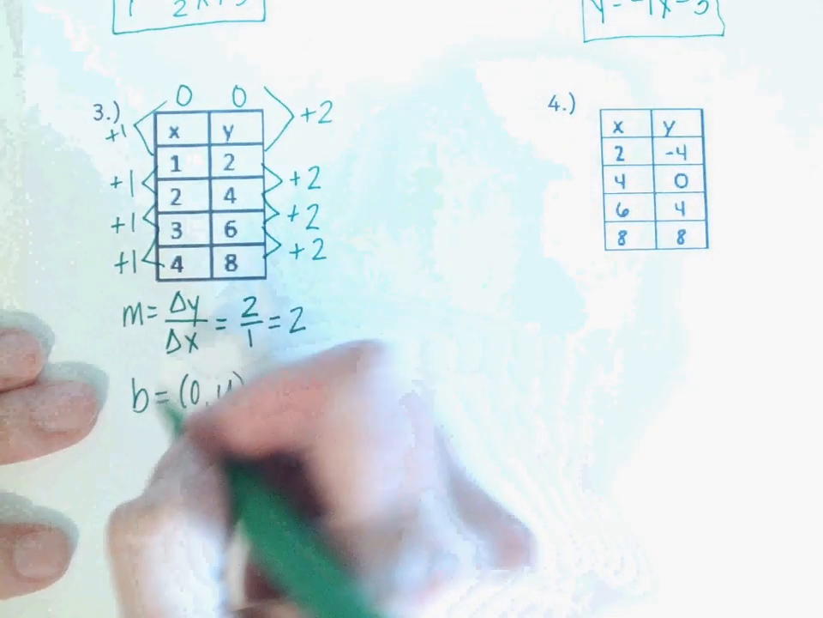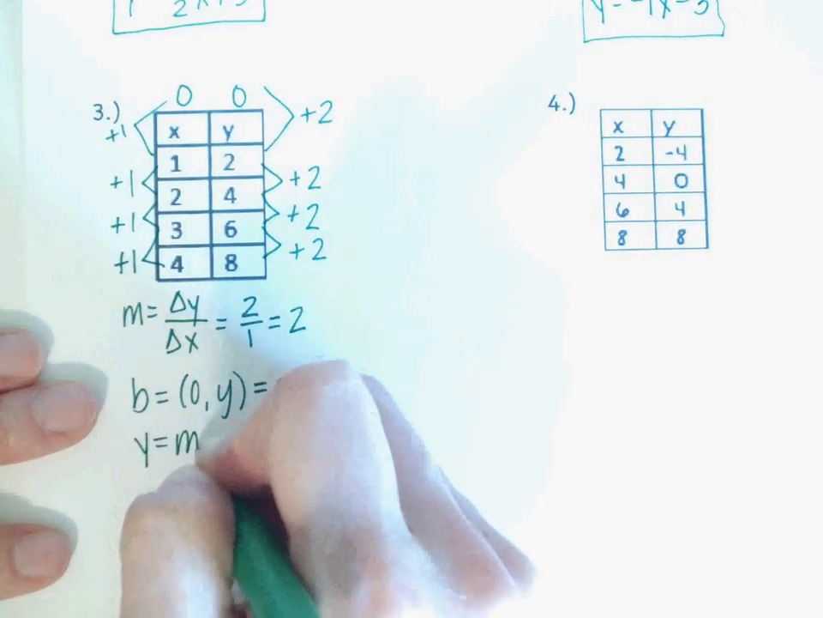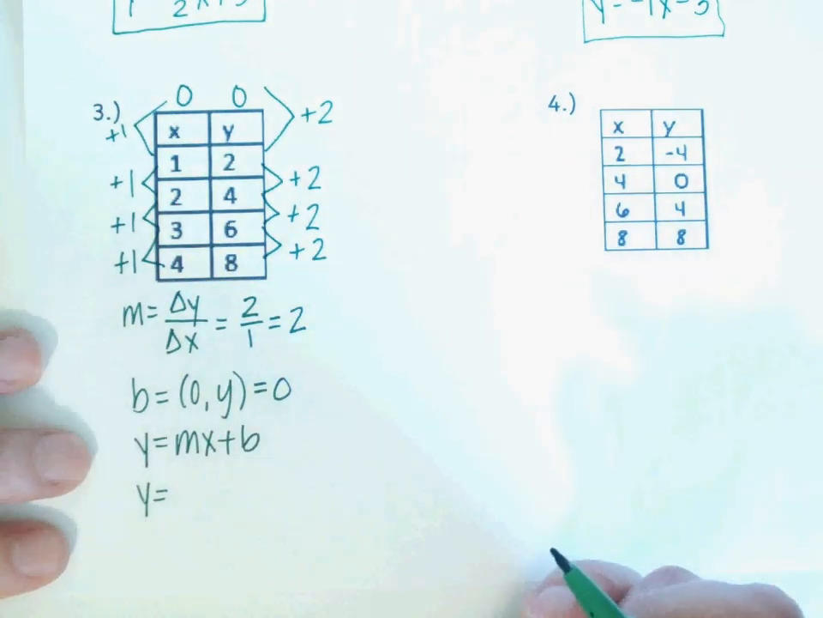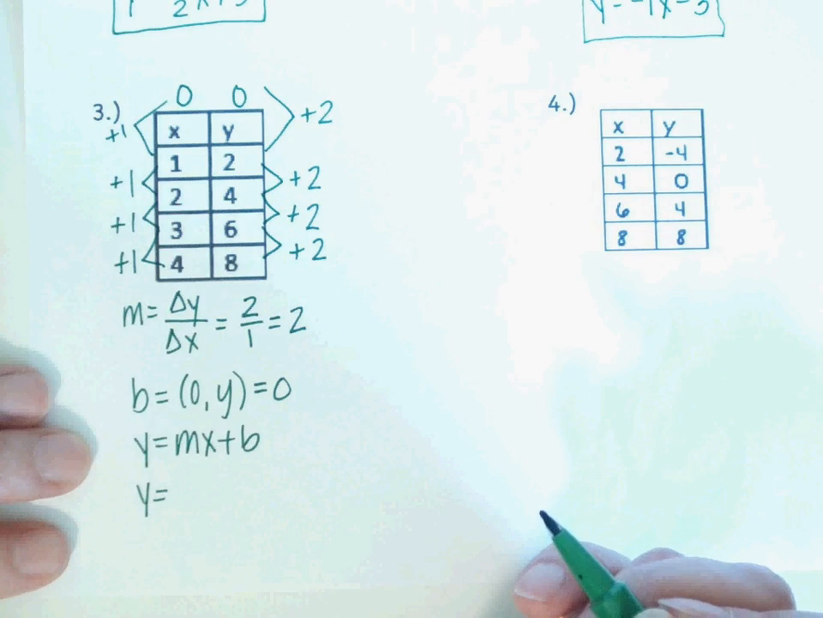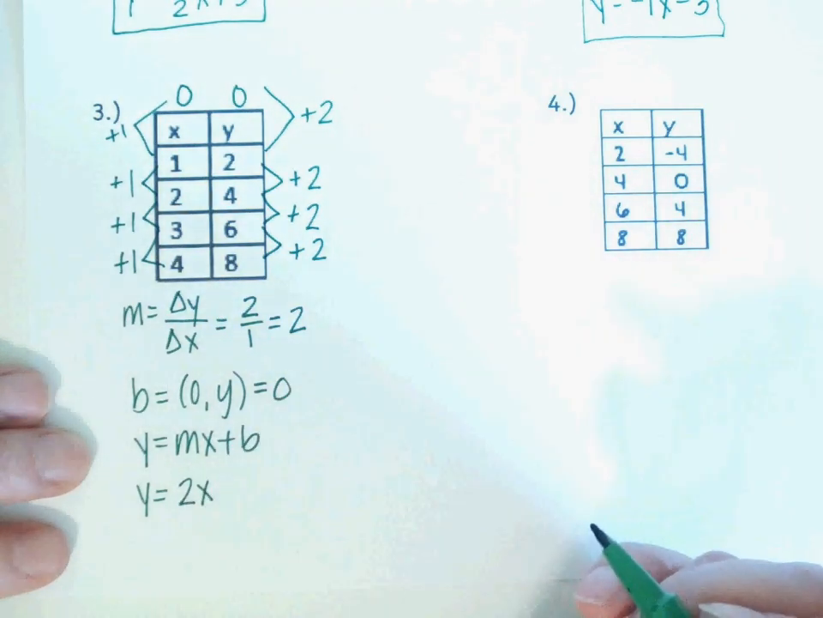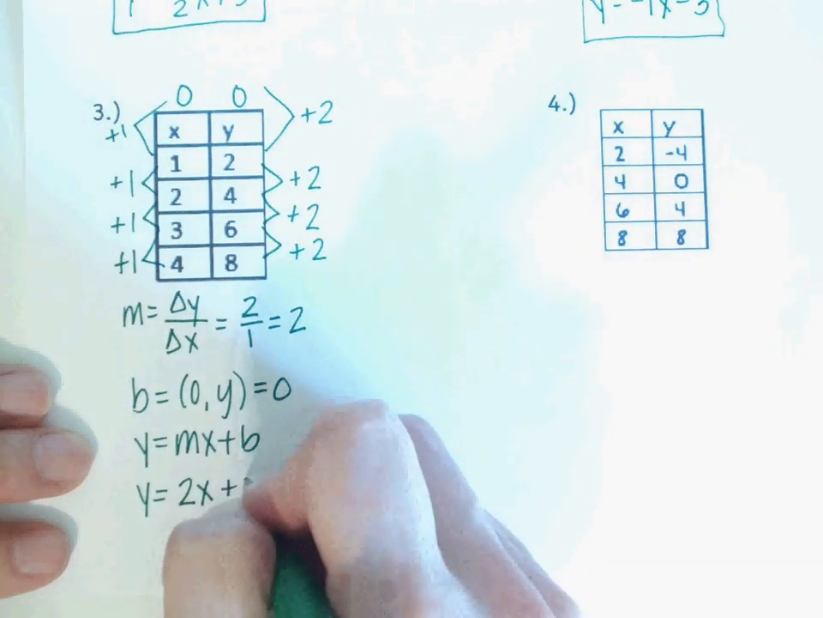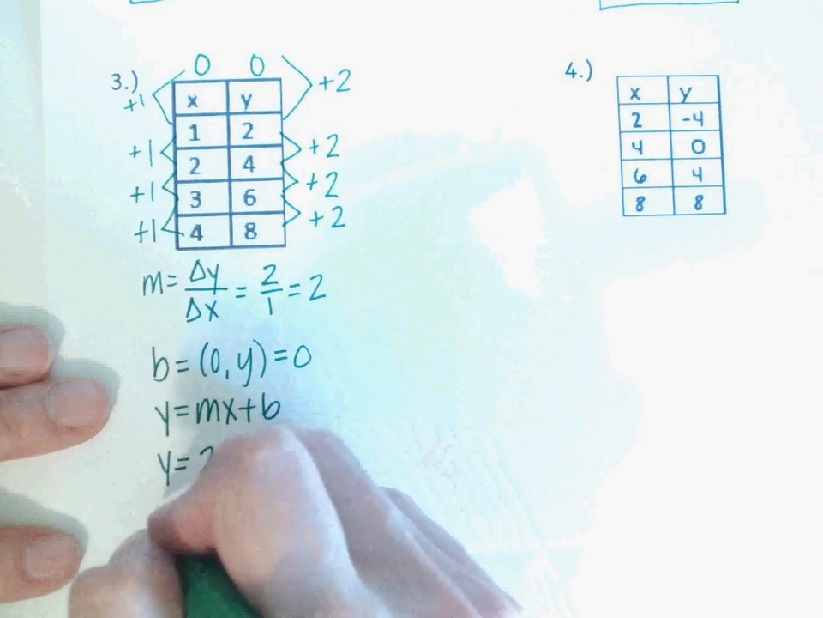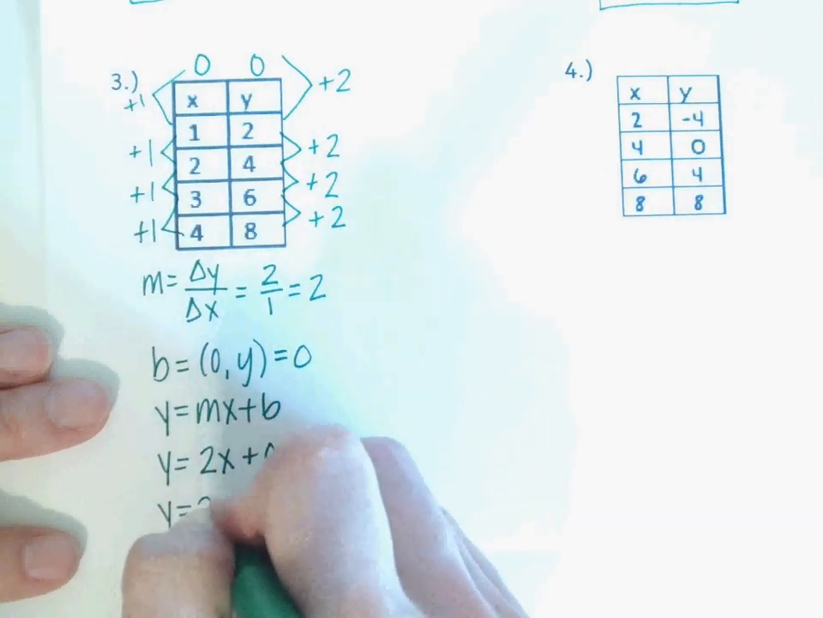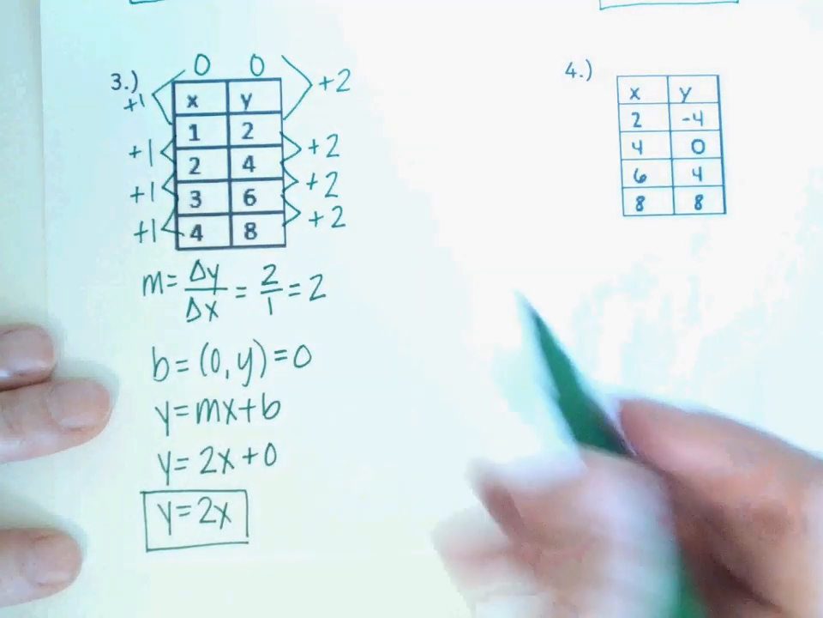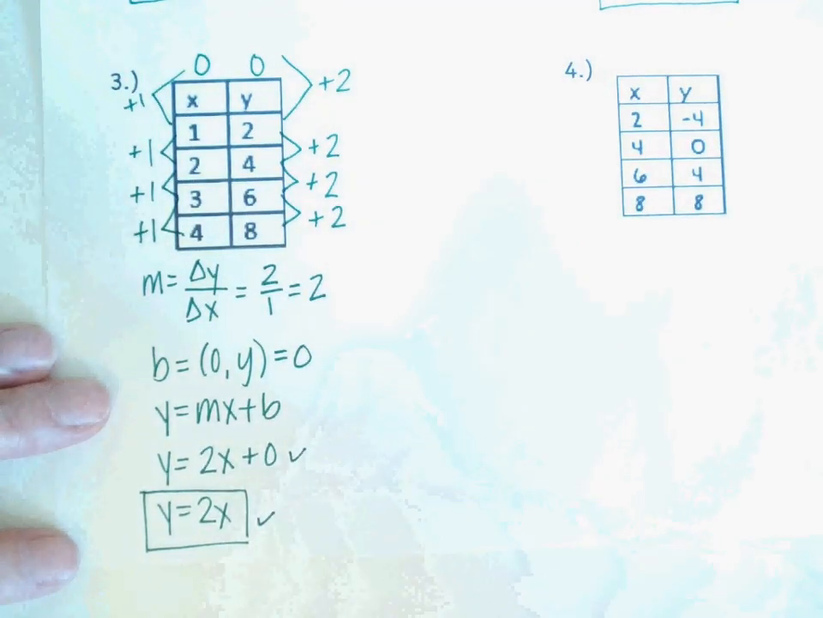When I put this into slope-intercept form, remember y equals mx plus b, it looks like y equals, so that gets dropped down. Instead of writing m, we put 2 in for m. I drop down the x. Instead of writing b, I put 0 in for b. So I could leave it like this, or I could leave it as y equals 2x. We don't have to write the 0, but again, both are correct.